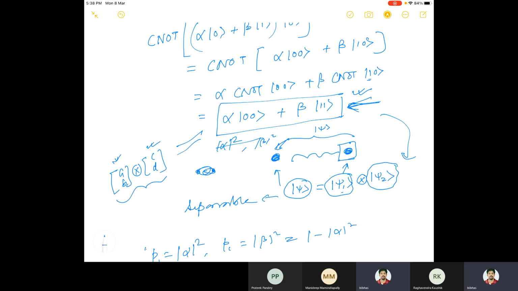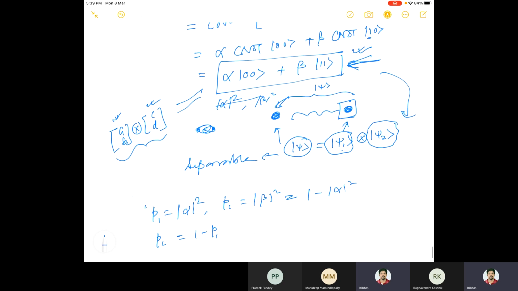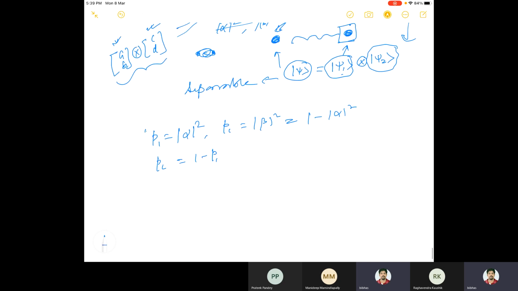But the thing is, when alpha and beta are both non-zero, this will always give you an entangled state. So if you can realize the C-NOT, if you can prepare some state alpha 0 plus beta 1 for the first qubit, and the second qubit in the state 0, and then apply the C-NOT gate, it will of course give you an entangled state. So this can be used for the generation of entangled states. That's why it is also fundamentally important.